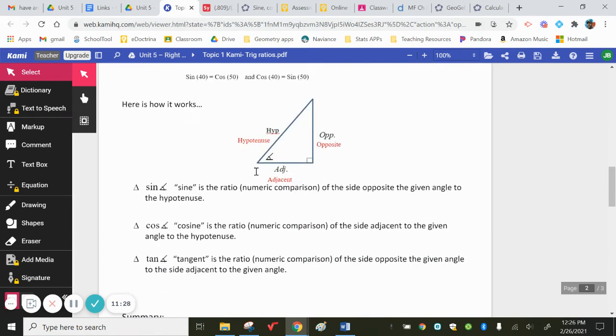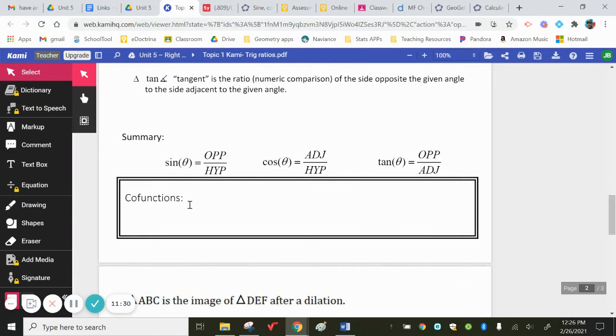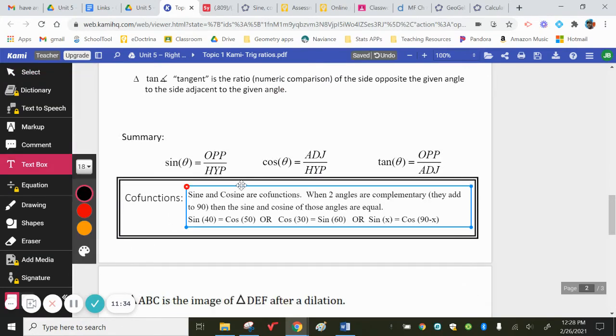The second thing is about cofunctions. So let's talk again about cofunctions. Let me write something in here. Sine and cosine are called cofunctions. When two angles are complementary, which means they add to 90 degrees, then the sine and cosine of those angles are equal. Like we saw above, the sine of 40 is equal to the cosine of 50, or the cosine of 30 would be equal to the sine of 60. Why? Because 30 plus 60 is 90, and 40 plus 50 is 90.